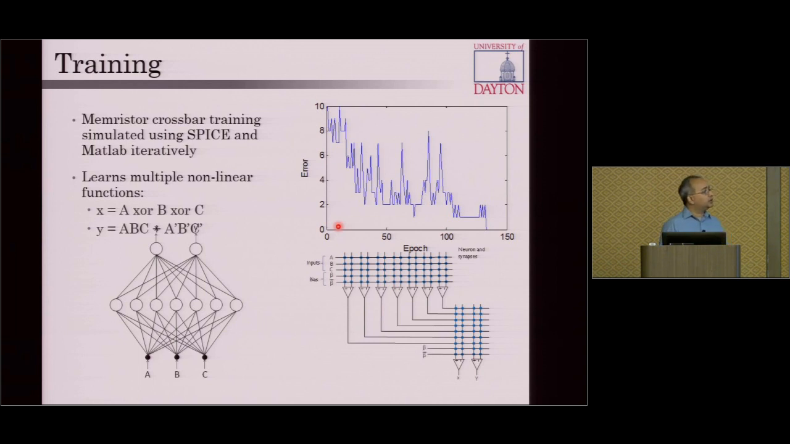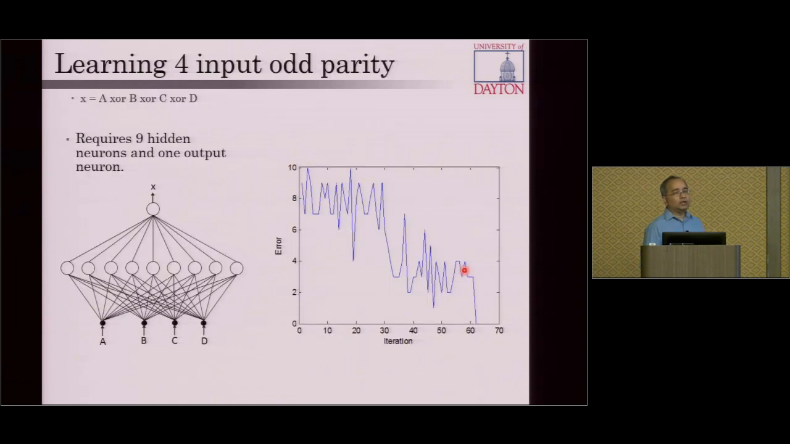So here you see this crossbar trained to recognize these two figures. So that's the X output, that's the Y output. And so the X output was 3-bit odd parity, and the Y output was another nonlinear function. And so based on that, you can see that the training took about 130 epochs for this circuit. And here's a larger neural network being trained.